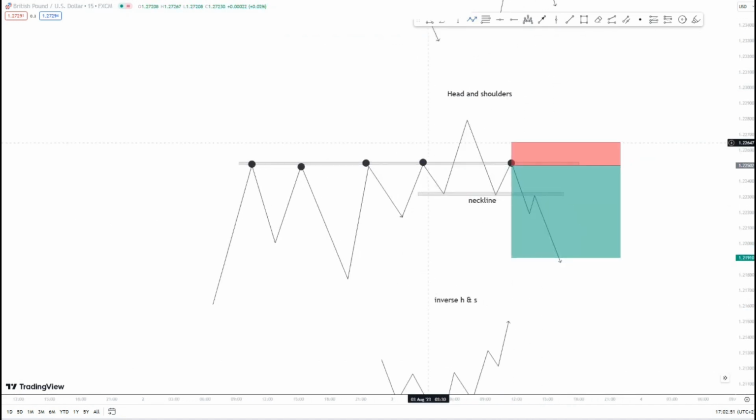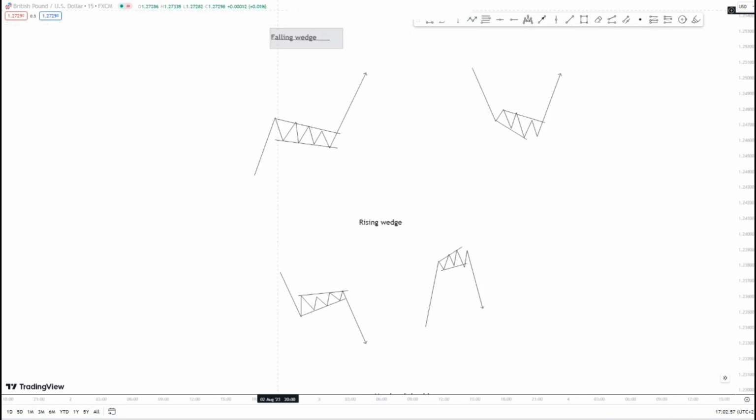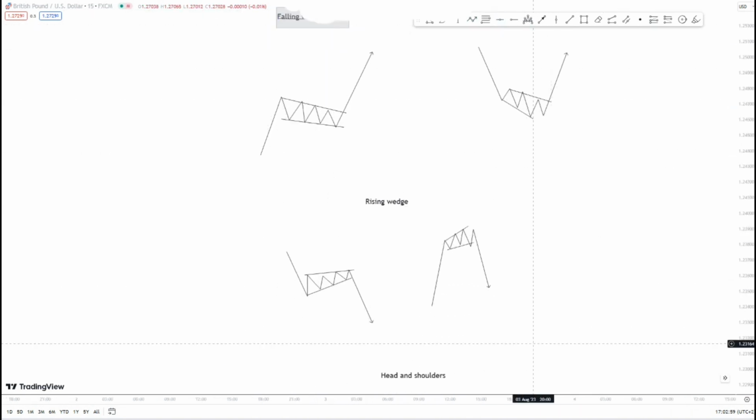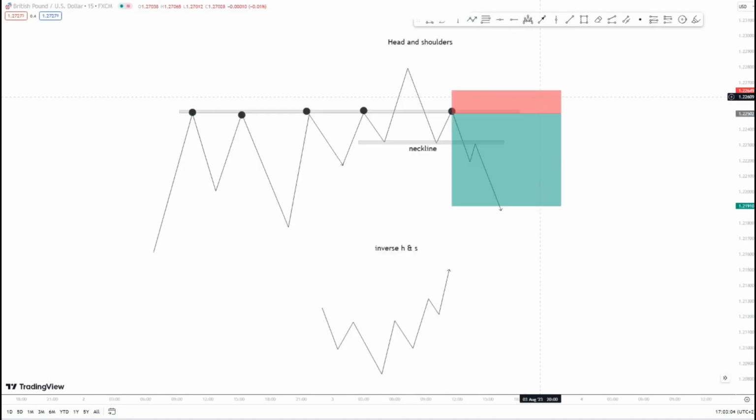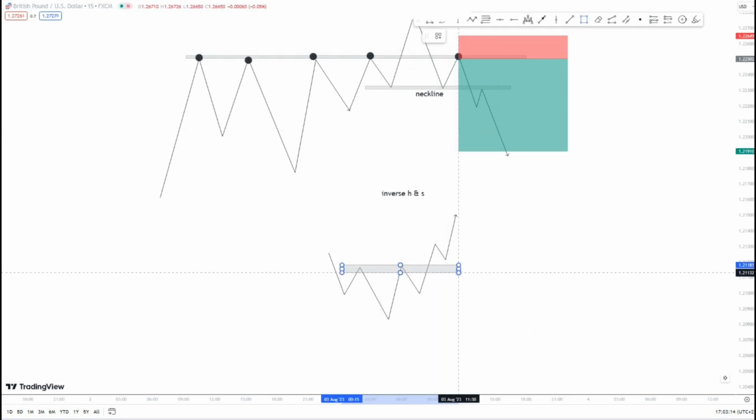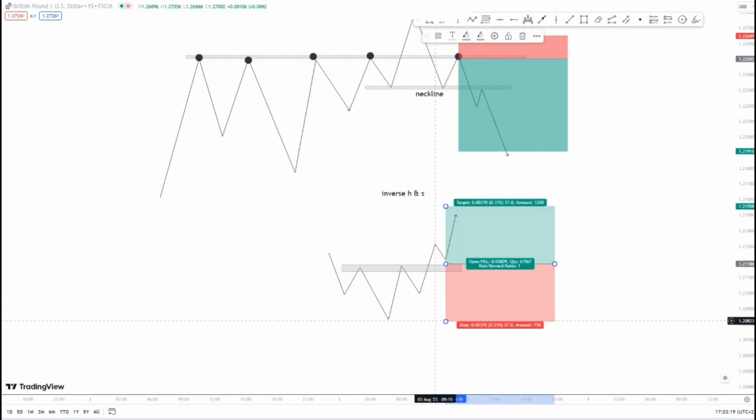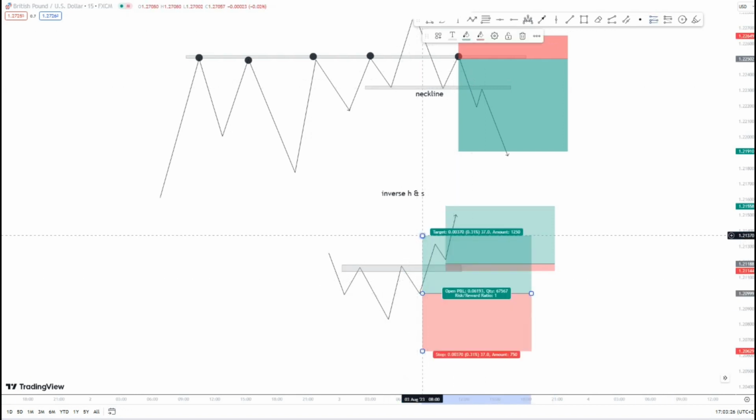So just like how the rising wedge is an inverse of the falling wedge, the inverse heads and shoulders is an inverse of this heads and shoulders. So these patterns have their inverses, and then you'll obviously be having your neckline right here, and then you'll have your entries on the retest.